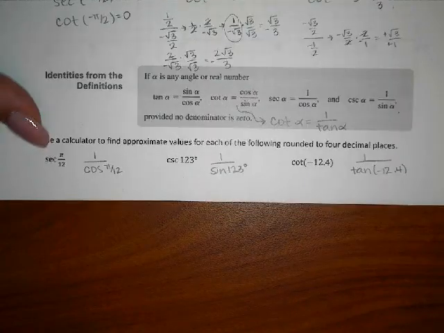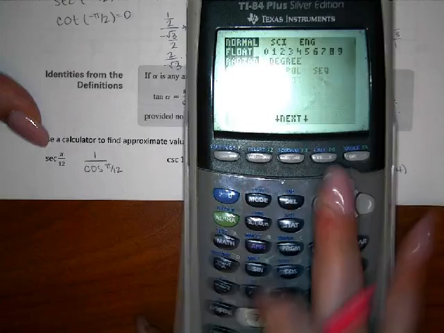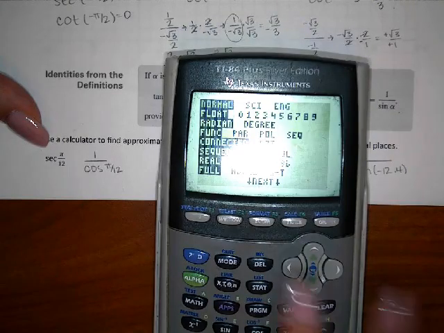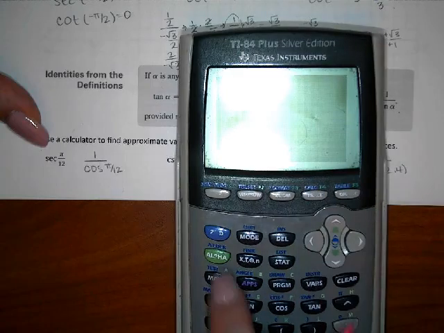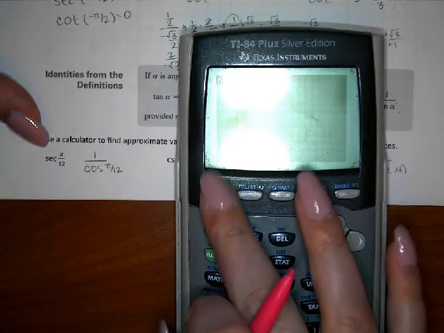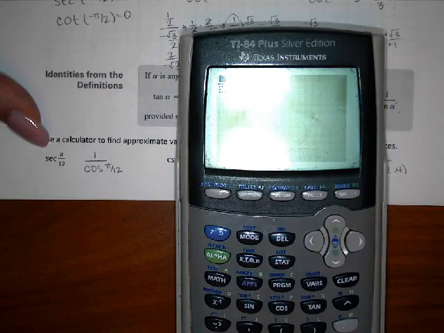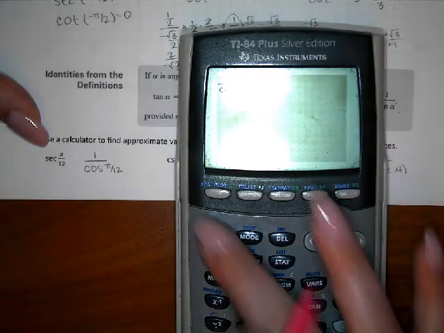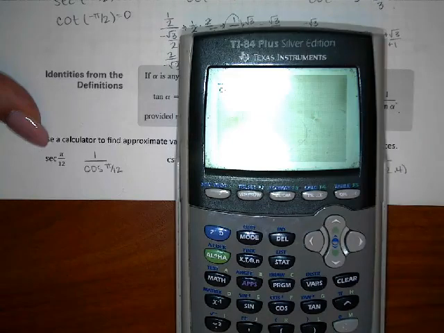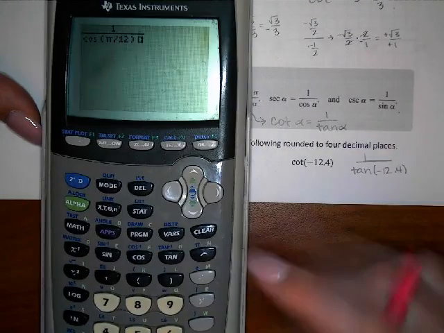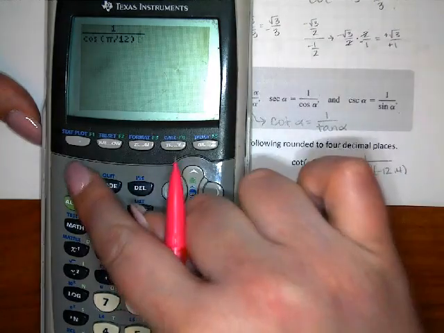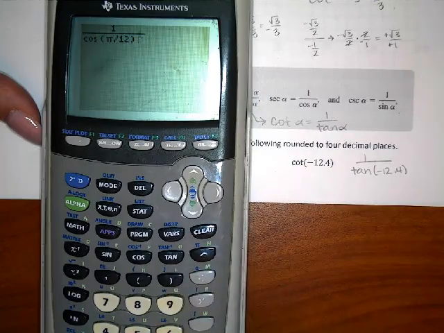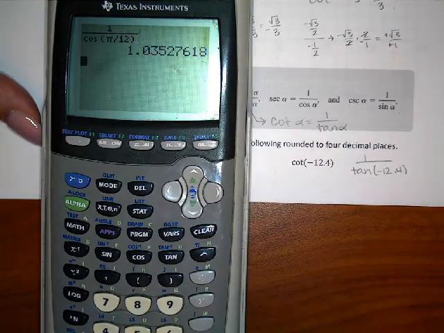My calculator is currently in radians, so I'm going to do the first and the third problem first. To type this in as a fraction, you can do 1 divided by, that would be fine. Or if you want to click the green button and then the gray button up here, you can type this in like a fraction. So 1 over cos of pi divided by 12. I did that pretty quick, so I'm just going to tell you the pi is right here in blue. To get the pi on your screen, you have to hit blue and then this button right here. So 1 over cos of pi 12ths is 1.0353. They wanted 4 decimal places.